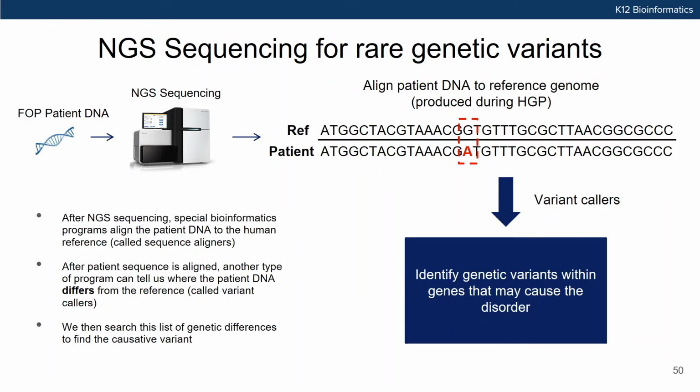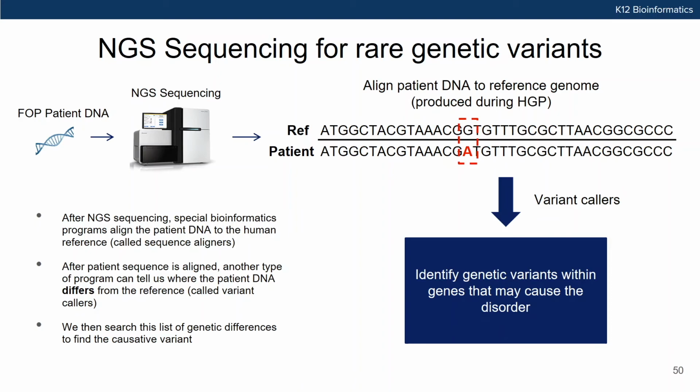Remember that we use NGS sequencing to find rare genetic variants with large effects. A quick breakdown of this type of analysis involves sequencing FOP patient DNA using NGS sequencing. This gives us a readout of the sequence of the patient's DNA. We then take this readout and use special programs called DNA sequence aligners to compare it with the reference genome. The reference genome is the genome that was sequenced during the Human Genome Project. So this is often used for comparison when doing these types of analyses.